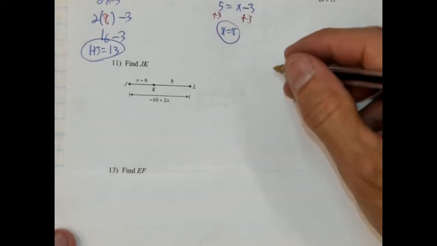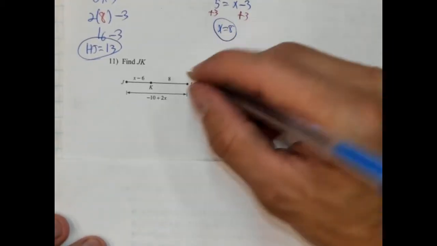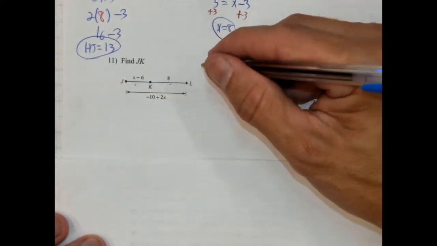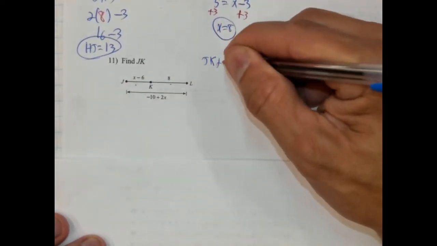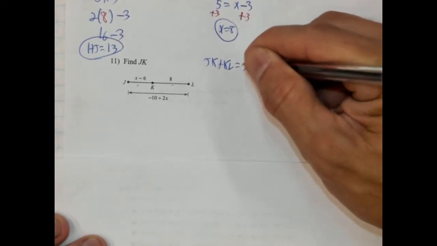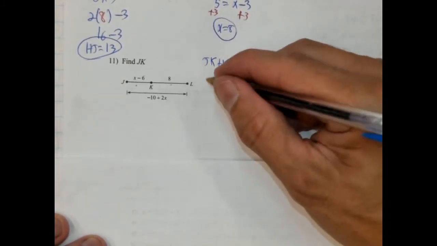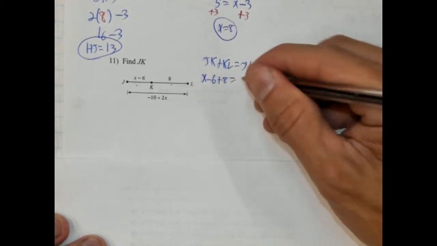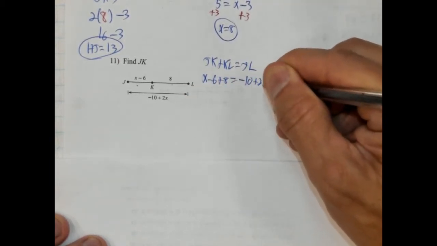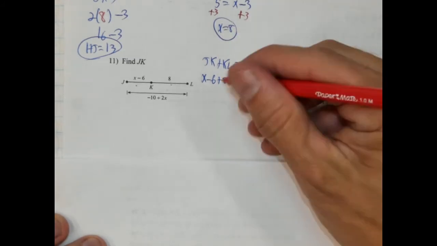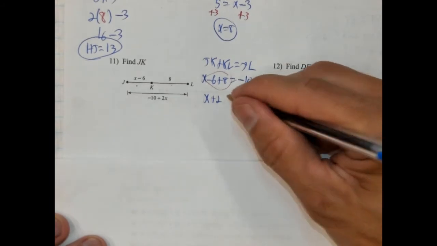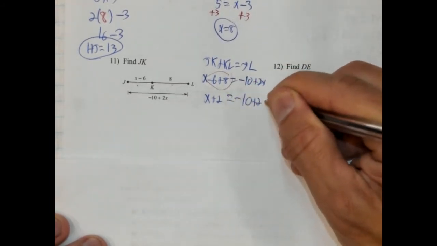Okay, JK. We're going to set it up the exact same. JK is a smaller segment, that's fine. So JK plus KL equals JL. JK is x minus 6, KL is 8, and JL is negative 10 plus 2x. We combine like terms, so negative 6 plus 8 is positive 2, so x plus 2 equals negative 10 plus 2x.